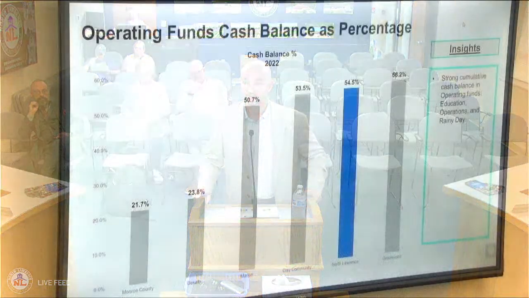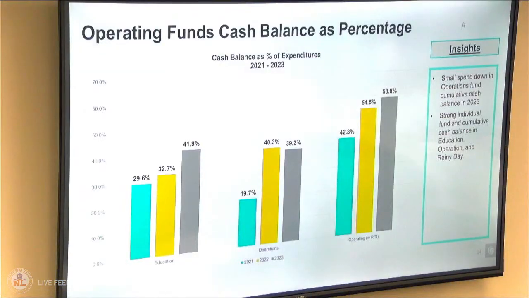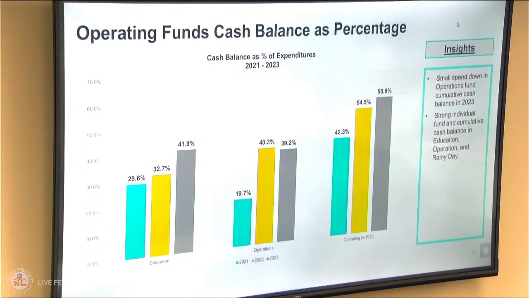And then if you'll advance the slide one more, let's look at where you've been historically. The education fund balance you can see has grown over the past couple years. Operation grew as well, and then took a slight dip last year, and then we had an increase overall. Cumulatively between all of those and adding in rainy day, the numbers continued to increase over the last couple of years. So you've been able to put money away and have a strong cash balance.